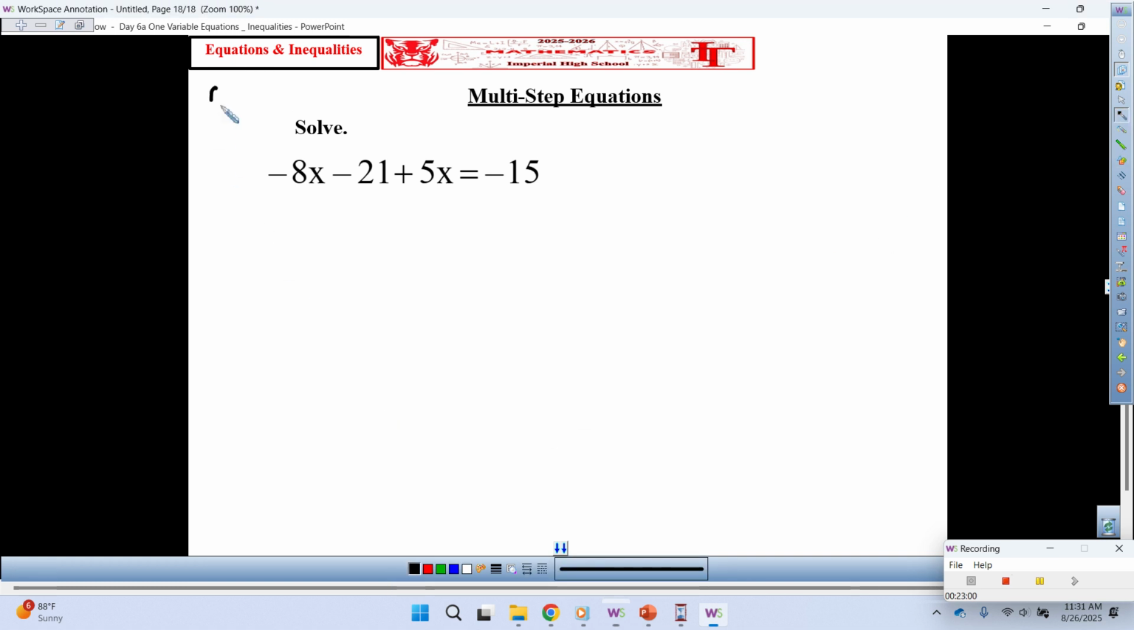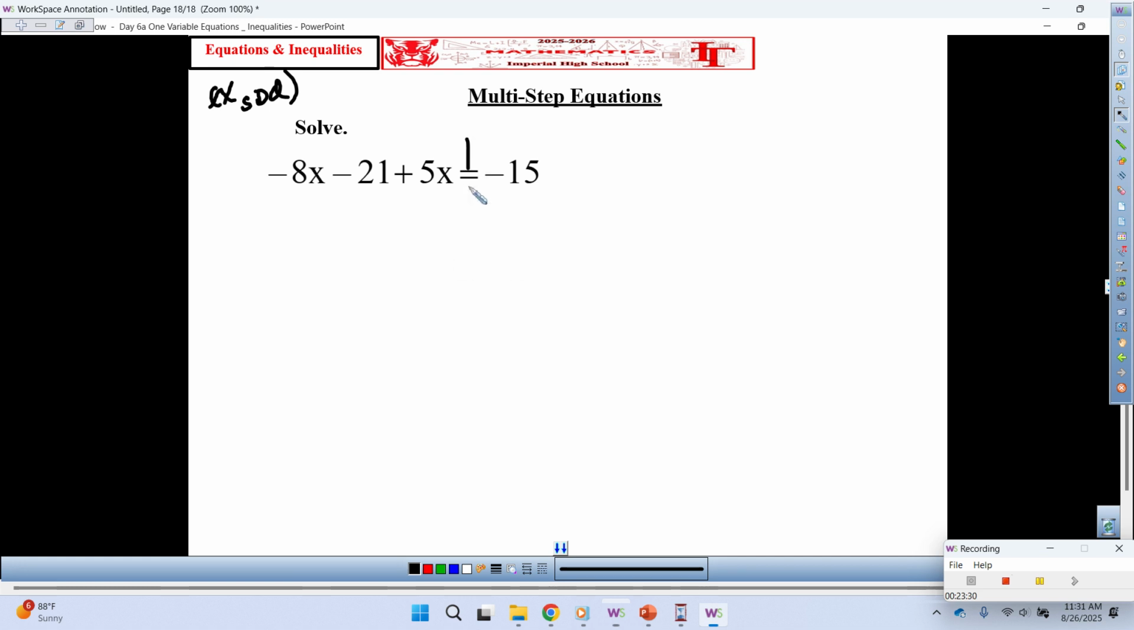Copy this one. Example, super duper Q. Super duper Q. We got negative 8x minus 21 plus 5x equals negative 15. We're still now in multi-step equations. Multi-step. Negative 8x minus 21 plus 5x equals negative 15. All right, let's do this one together.